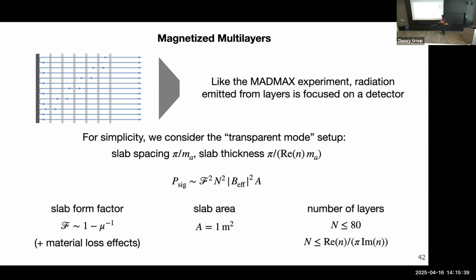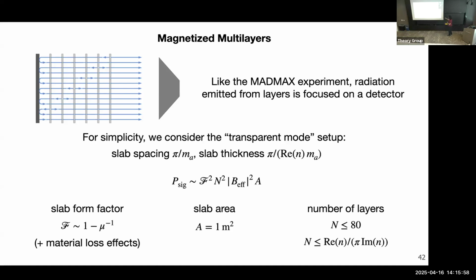The form factor is just how much the field is being enhanced from resonance of that one slab by itself. It goes roughly like 1 minus mu inverse, but the more general expression, which I actually use, has a bunch of effects because there's losses in the material as well. Then there's the number of layers, which I'm going to cap at 80 because that's what MadMax wants to realize.